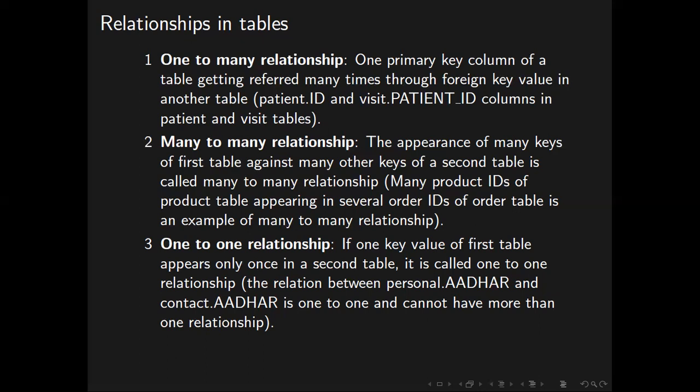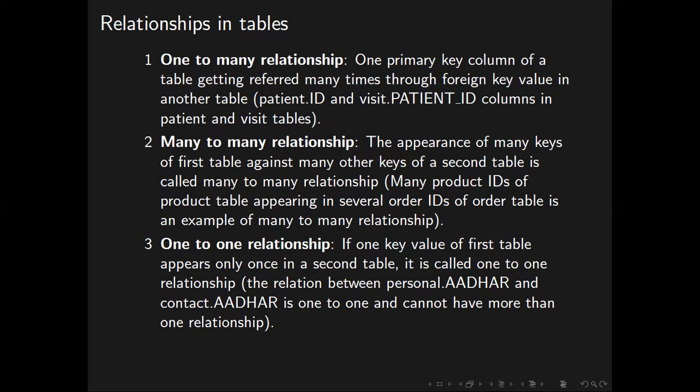What are the types of relation we have? One-to-many relationship, that is, one primary key referred in several other tables as foreign key. One-to-many, many-to-many, one-to-one. These are the three types of relationships.